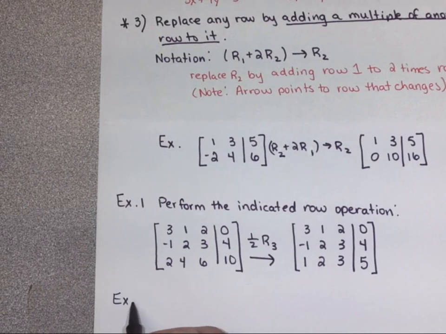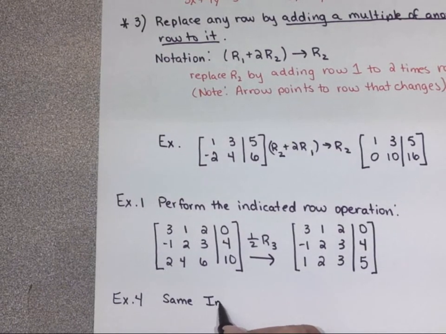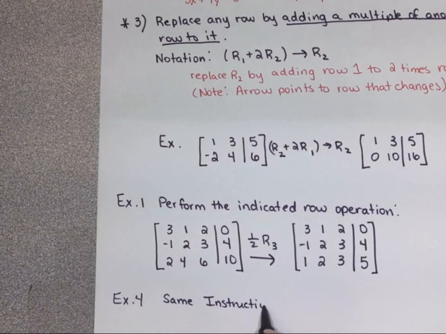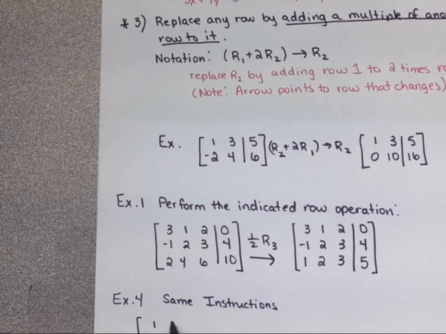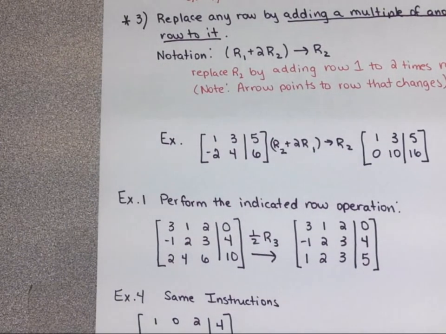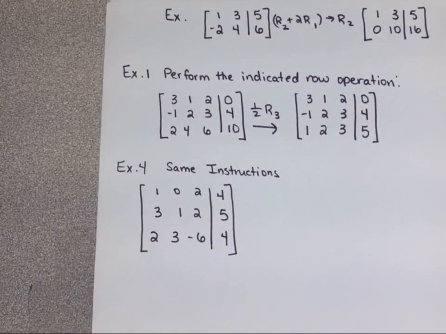Okay, so let's spend some time. I really think that the third row operation is the most difficult. Okay, so I'm going to say same instructions. In other words, perform the following row operation. So let's say this were my original matrix. Sorry, let's move it up. Here we go.